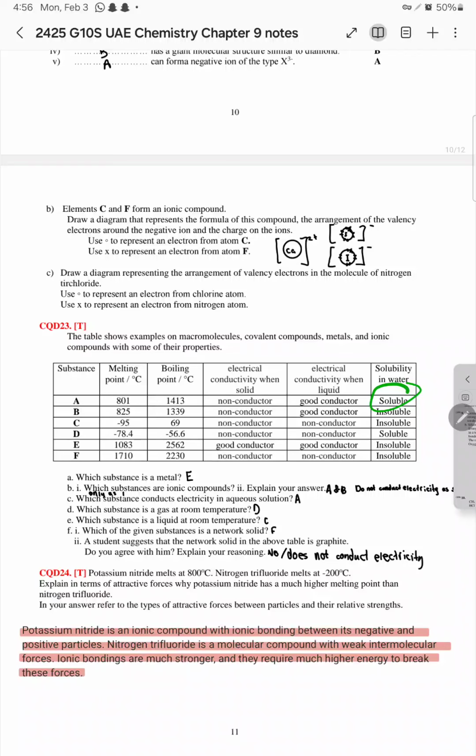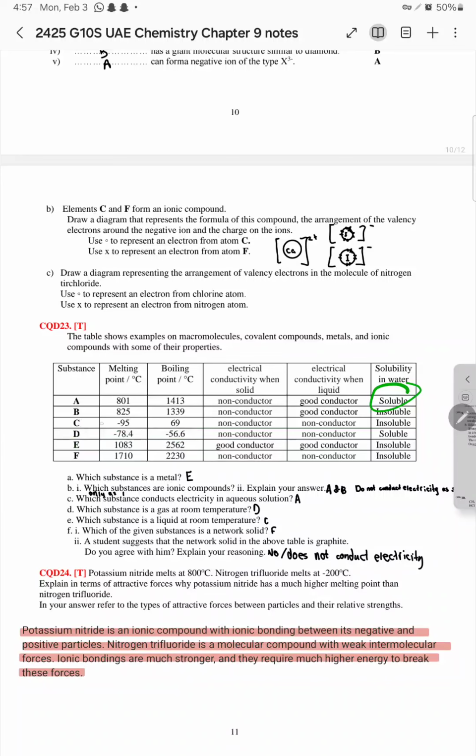Which of the following is a gas at room temperature? You're gonna look for the one with the low melting and boiling points, which is D, because by the time it reaches room temperature, which is 25 degrees, it would have boiled, because 25 is definitely less than negative 56.6. Or sorry, 25 is definitely more than it. So by the time it's 25, it would have boiled to become a gas.